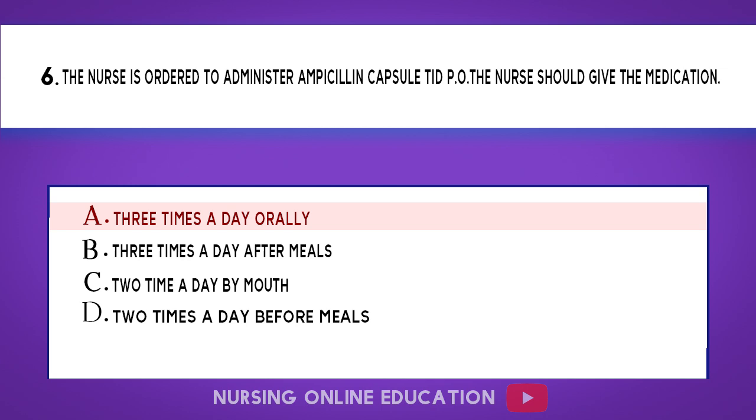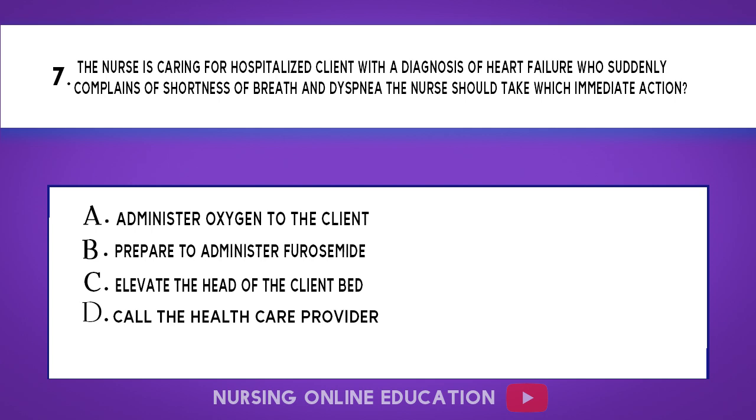3 times a day orally. 7. The nurse is caring for a hospitalized client with a diagnosis of heart failure who suddenly complains of shortness of breath and dyspnea. The nurse should take which immediate action? A. Administer oxygen to the client. B. Prepare to administer furosemide. C. Elevate the head of the client's bed. D. Call the healthcare provider. The answer is option B.